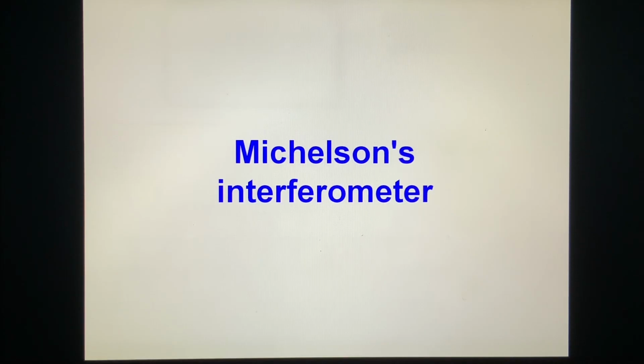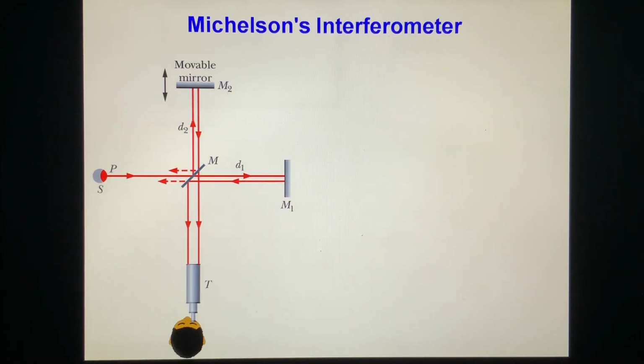Michelson's interferometer. This is a Michelson interferometer. See, this light is shining on the mirror. This mirror is very weird. It half reflects and half transmits.